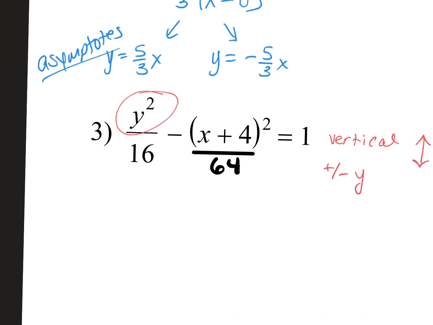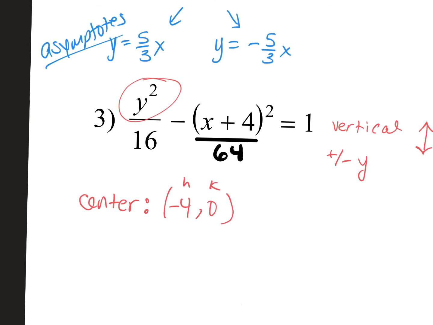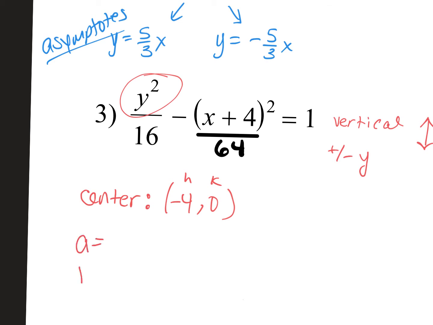So now the rest of this is cake, right? Where's my center? At negative 4, 0. Remember, H is with your X, K is with your Y. It is reverse. Very good. So this is my H, this is my K. All right, good. So let's identify our A, our B, and our C. A squared is 16. So what is A? 4. Good. B squared is 64. So what is B?